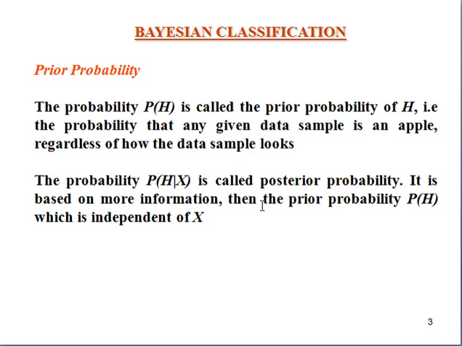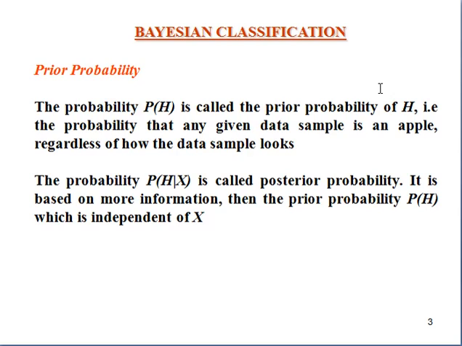So now we need to understand two terms related to probability. One is the prior probability and the other is the posterior probability, and these two terms are very necessary to understand if you want to understand Bayes' theorem. So the prior probability, the probability P of h, and remember that h is a hypothesis here, so the probability of the hypothesis is called the prior probability of h, right?